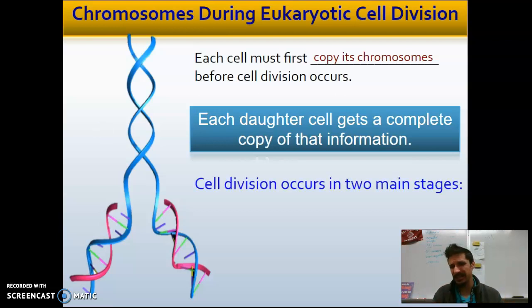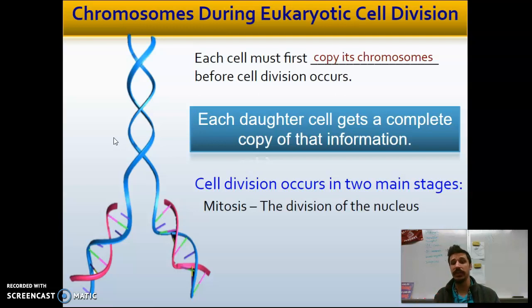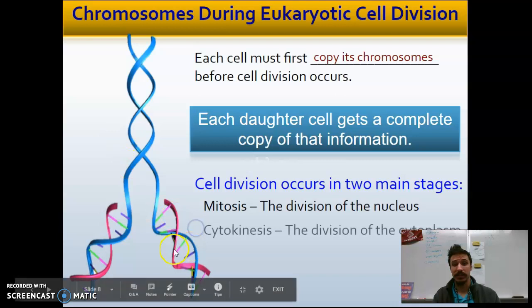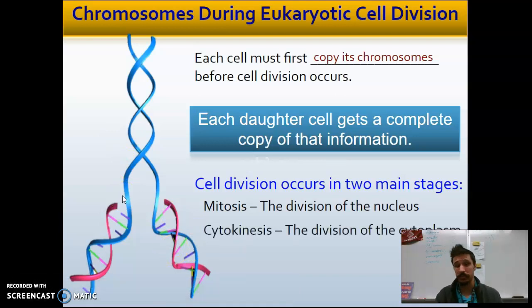And there are two main stages of cell division, and we can break it down pretty simply. You have the mitosis phase, which is division of the nucleus and internal contents of the cell. And then you have cytokinesis, which, rightly so, is the division of the cytoplasm. It makes sense. At least they sound alike.